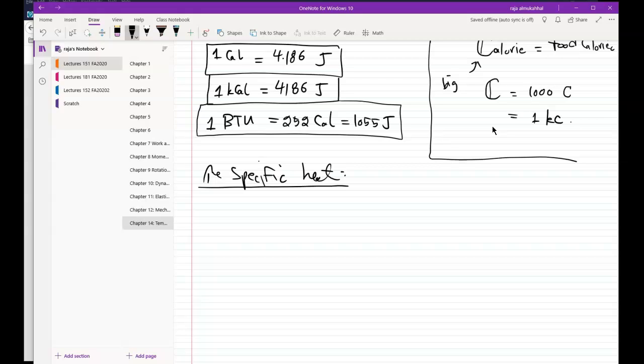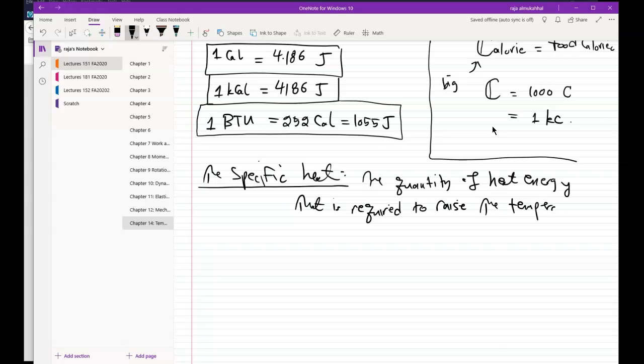So what is the specific heat? The specific heat is the quantity of heat energy that is required to raise the temperature of a mass of a substance from T1 to T2. Okay? This is the specific heat.